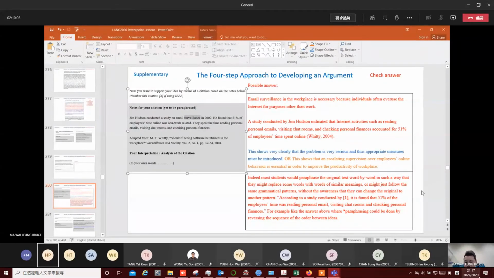Indeed, most students would paraphrase the original text word by word in such a way that they might replace some words with words of similar meanings, or they might just follow the same grammar patterns without the awareness that they can change the original sentence pattern to another pattern. All right, so far now, do you have a better understanding? So that's it for the four-step approach to develop an argument or to develop a paragraph.